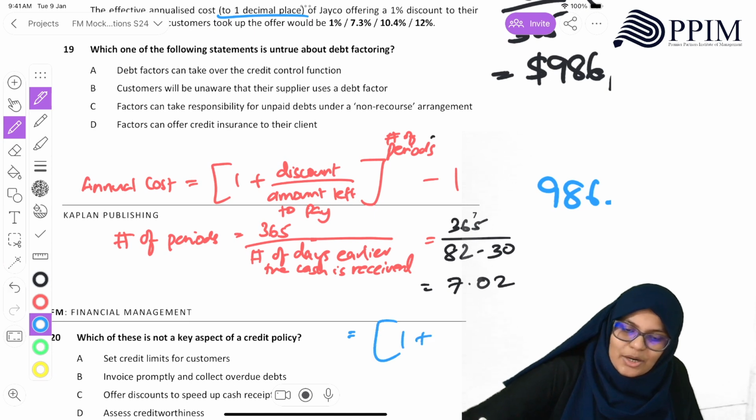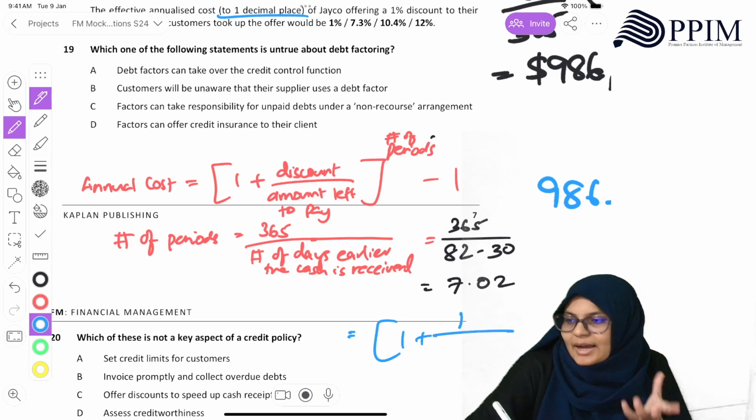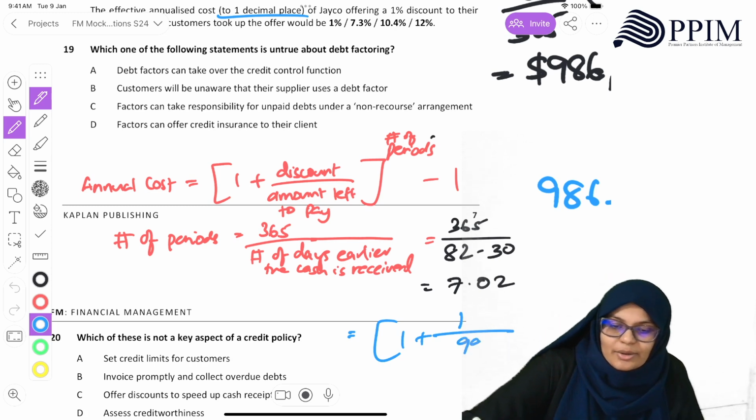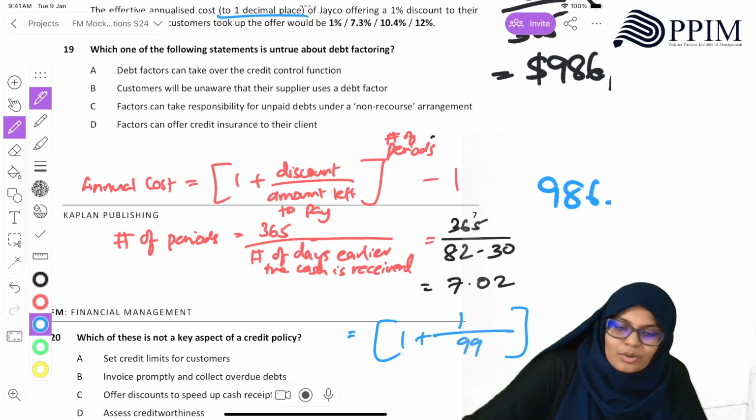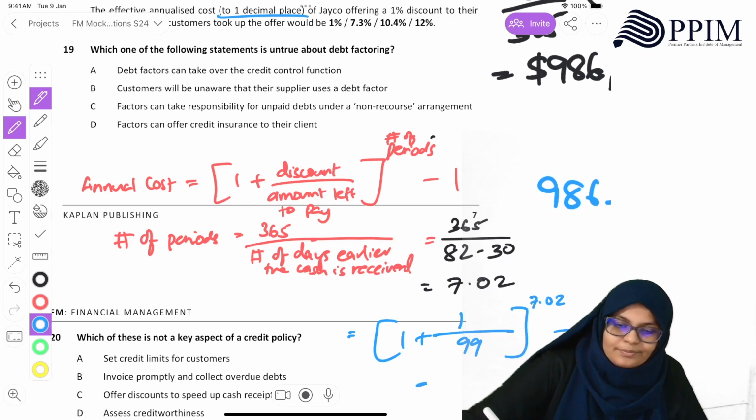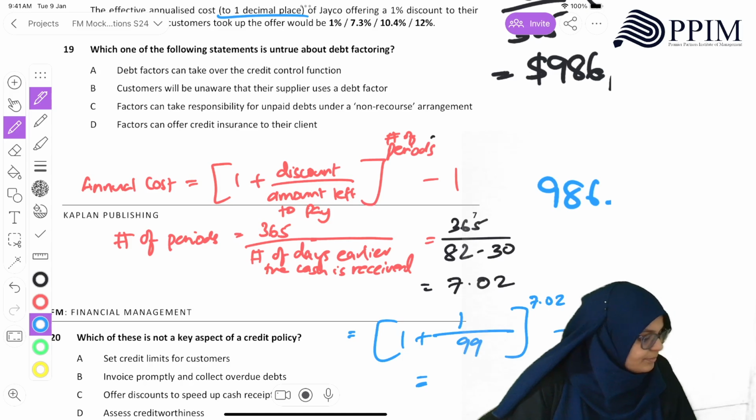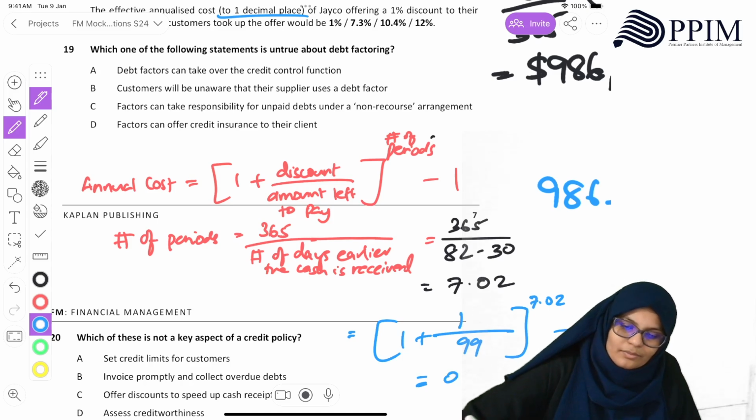1 plus discount was 1% over amount left to pay. You can consider a $100 invoice. So in a $100 invoice, if $1 is a discount, you have 99 left to pay. Over number of periods is 7.02 minus 1. So that should give me the annual cost, which will be 7.3%.